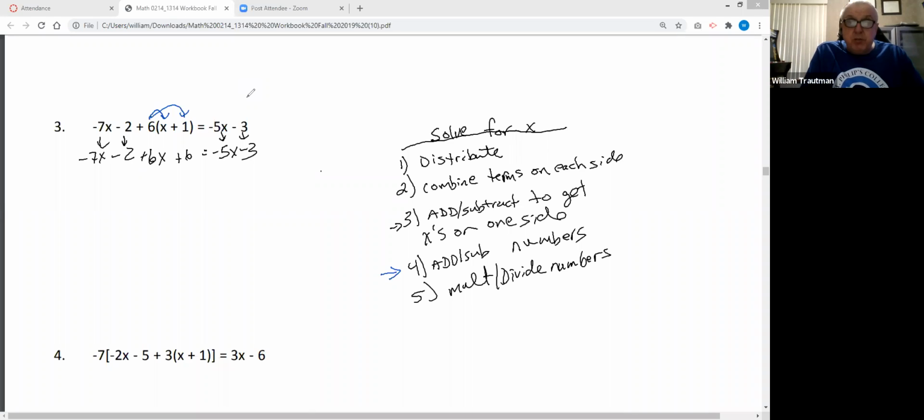So step 1, distribute. Step 2, combine like terms on each side. On the right side, I can't add negative 5x and negative 3. I'm not able to add those. On the left side, I can combine the x's. Negative 7x plus 6x is a minus 1x. And negative 2 and a plus 6 equals a plus 4.